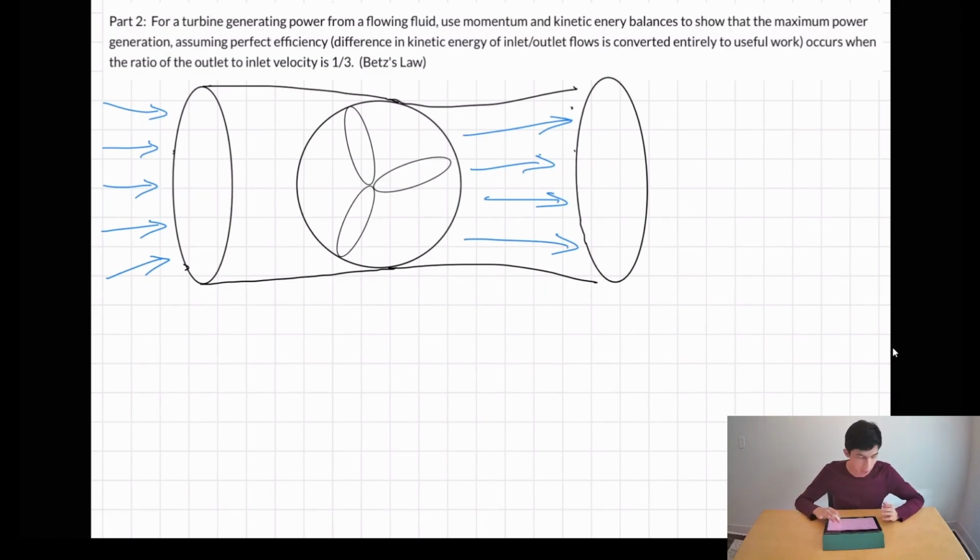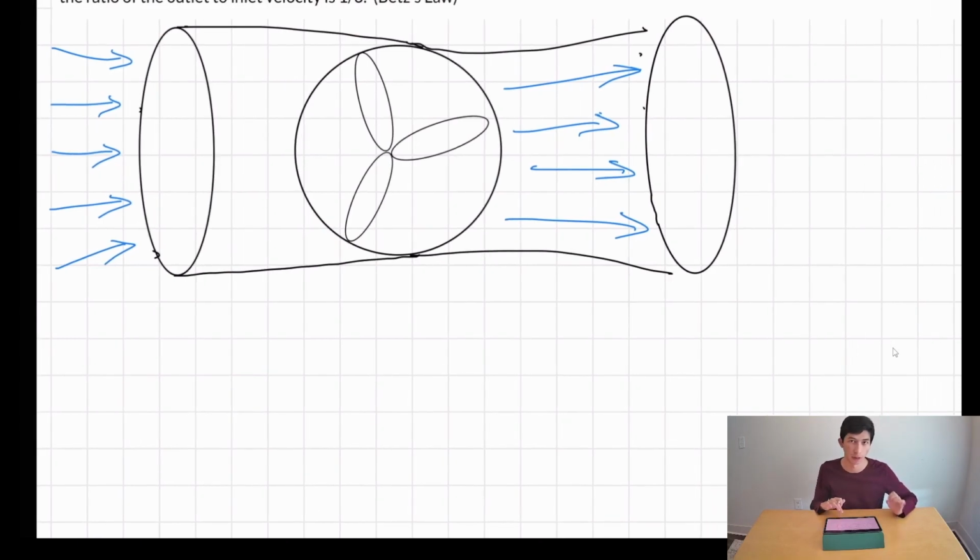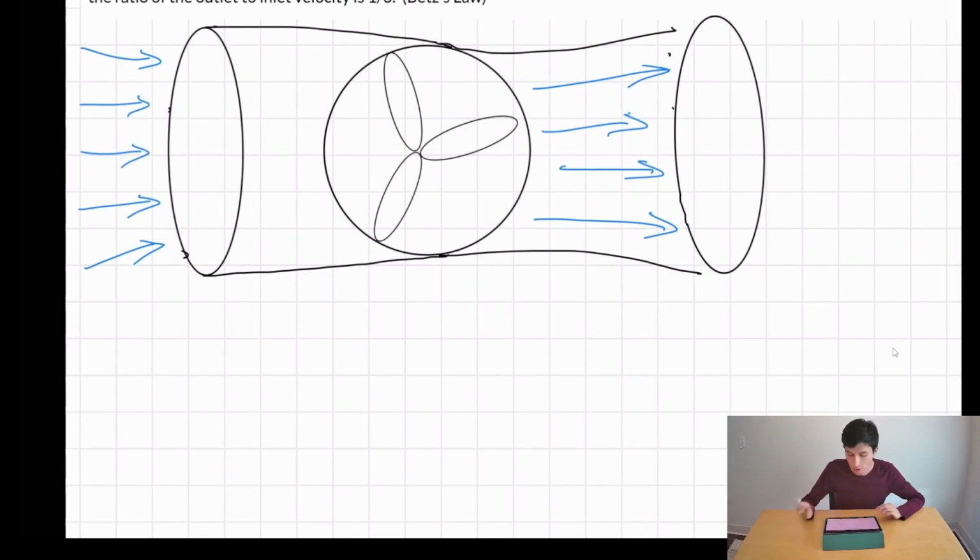Okay, so here we have a diagram of a windmill. So we have air going into the windmill and air going out of the windmill at some particular velocity. And it is obvious that the velocity is going to decrease because some of the velocity is going to be converted to kinetic energy, and it's going to be converted to some power using the windmill. And because of the decrease in velocity, the area is going to increase.